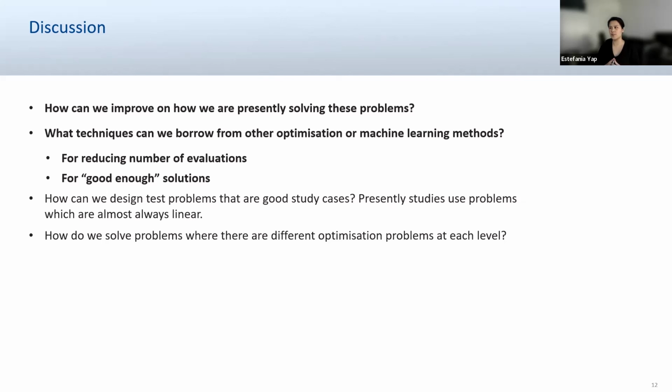There's research obviously into how to reduce the number of evaluations already. But even those are not really proven to make a huge difference in the big scheme of it because these problems are so complex. And then how can we design test problems for good study cases is more of a research question for the field in general, I think, because presently the problems that are studied are generally just linear in the upper and lower level. But also how do we solve problems where there are different optimization problems at each level? And I think that's another important one.